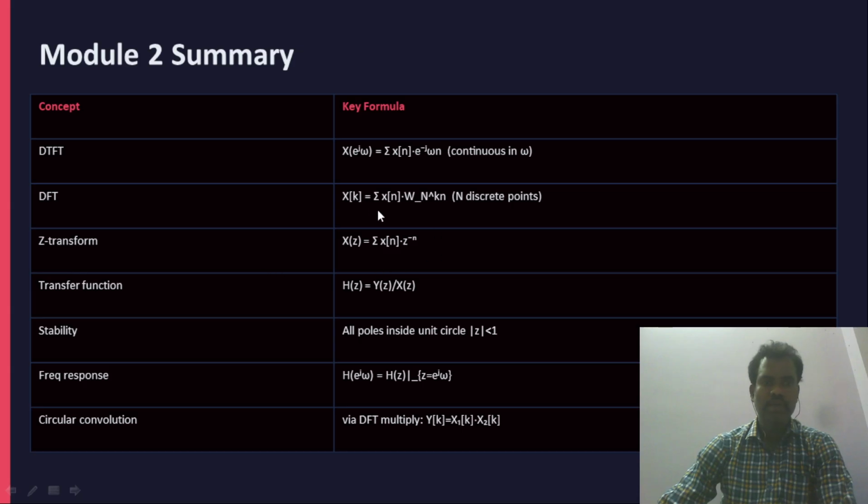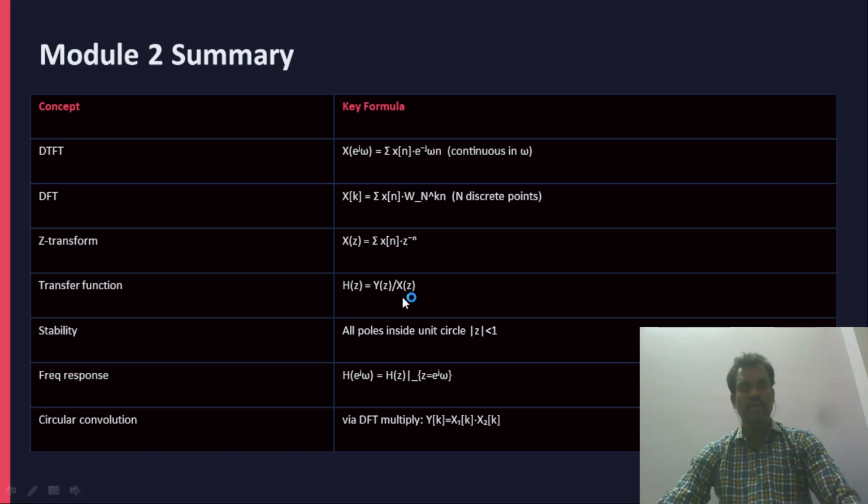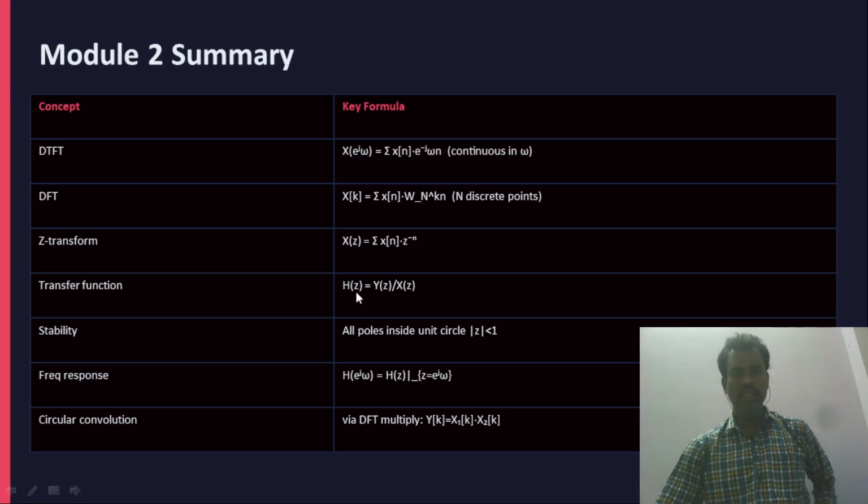Z transform is used if DFT or DTFT fails. By using Z transform, we can represent any system in terms of Y of z by X of z as a transfer function. We can find the stability of the system with the help of the transfer function roots, that is, numerator as well as denominator.